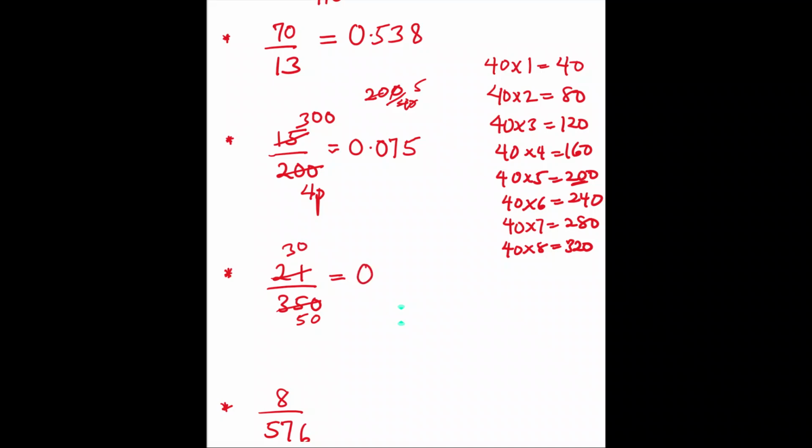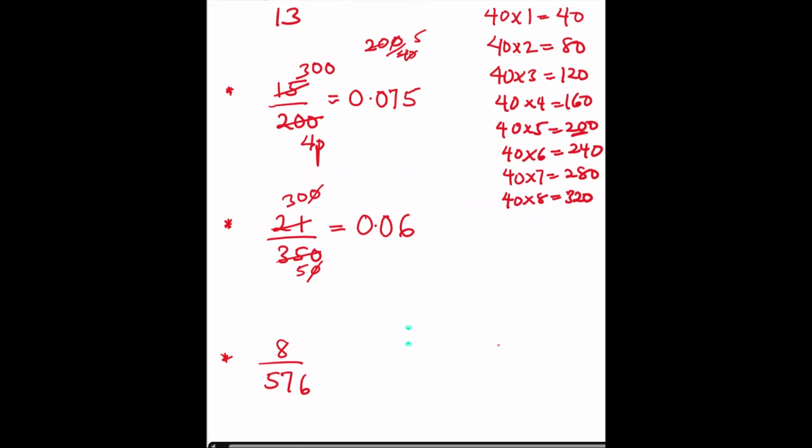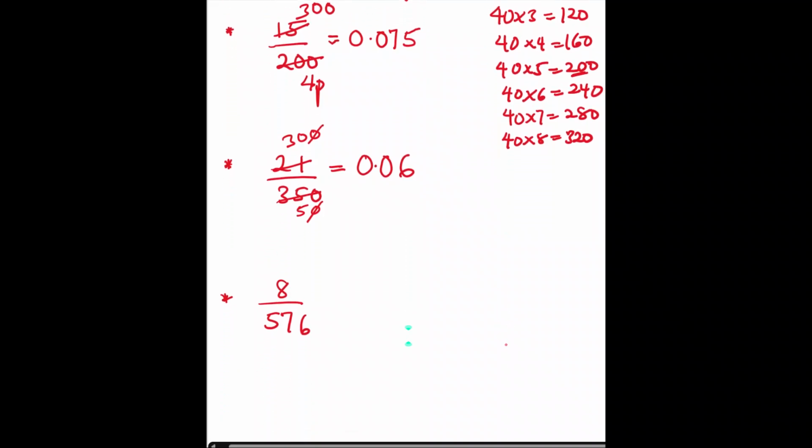So 3 divided by 50 is 0. Now let's put 0 at the back of 3. 30 divided by 50 is still going to be 0, so 0.0. Now let's do 300 divided by 50. This 0 will cross out this 0. 30 divided by 5 will give us 6. 5 times 6 is 30. So that's 0.06.